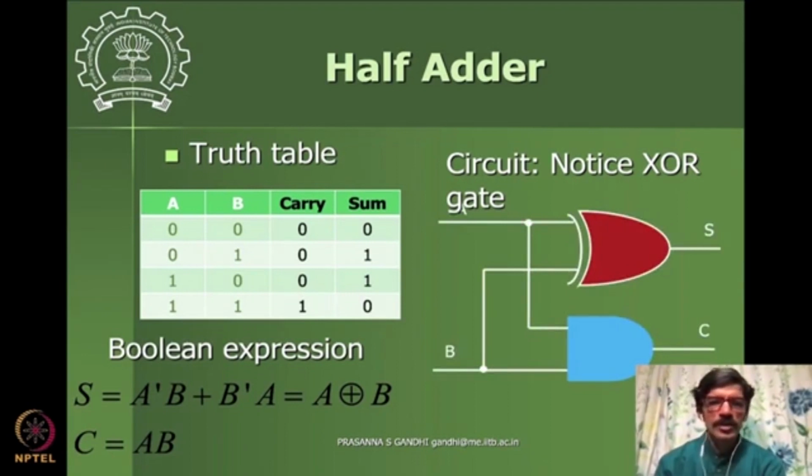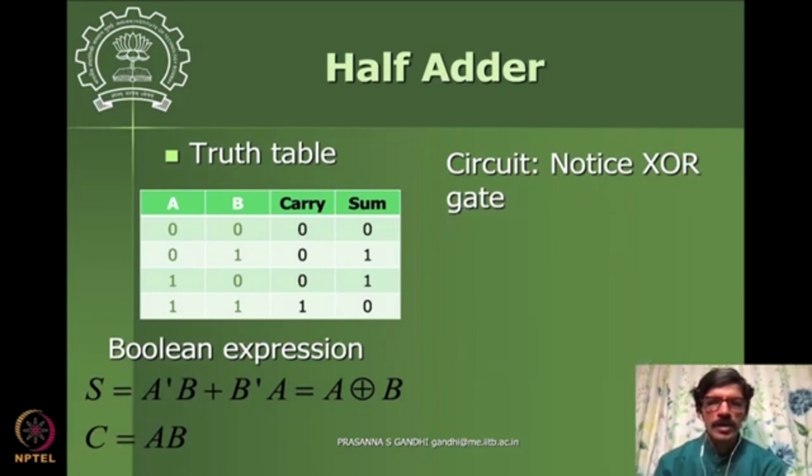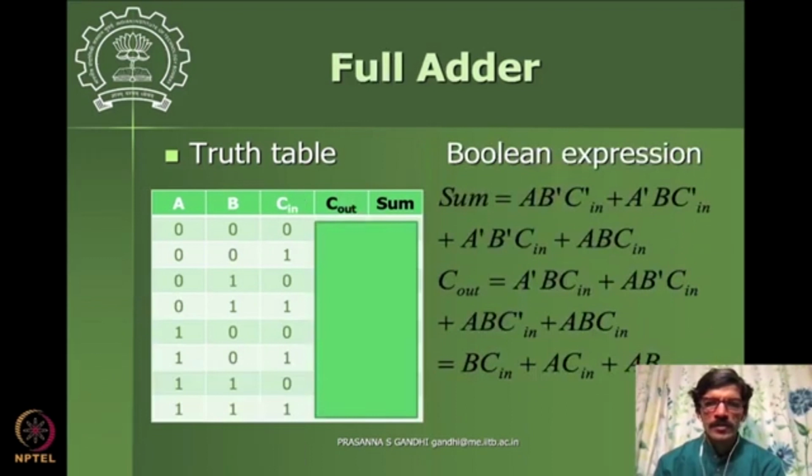So there is an XOR gate coming up here. Like that you can have a full adder. Now you have a carry in also. So A, B and carry in are all there, so that you can multiplex it and get more of these going.